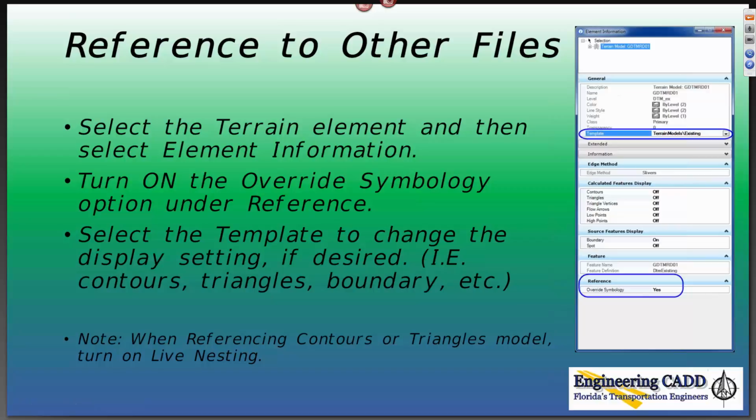The other main thing to note here is whenever you are referencing, say, the contours model to another file, you need to make sure you turn on live nesting, because the contours that I have showing in that file are in reference. So I'm referencing a referenced model, if that makes sense, it should. So I need to make sure that I turn on live nesting and it only needs to have a depth of 1. That way I get that terrain model to show up.